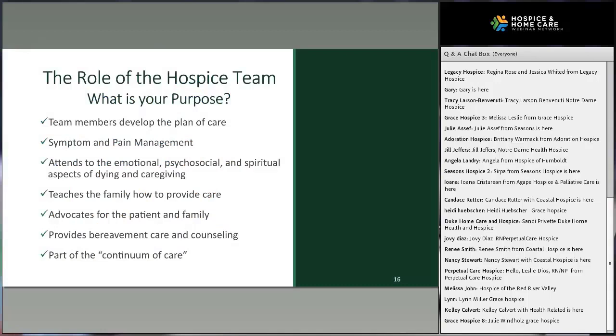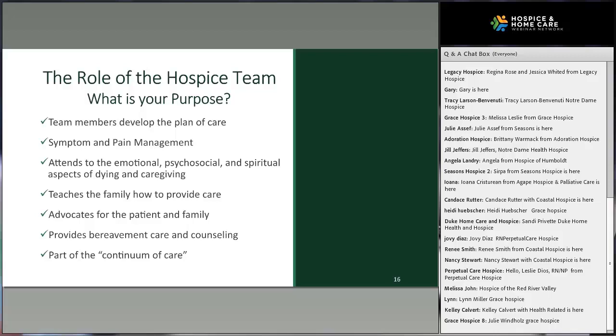So what is the role of that hospice team? What's their purpose? What do they do? Team members help to develop the plan of care. Like I said, this isn't a one-person show. This isn't a nurse going in saying, this is the plan of care, this is what I think it should be, end of sentence, doctor, sign it, off we go. No, this is about the nurse developing the plan of care and bringing it into the team for the team's input as well. So we're looking at symptom and pain management.